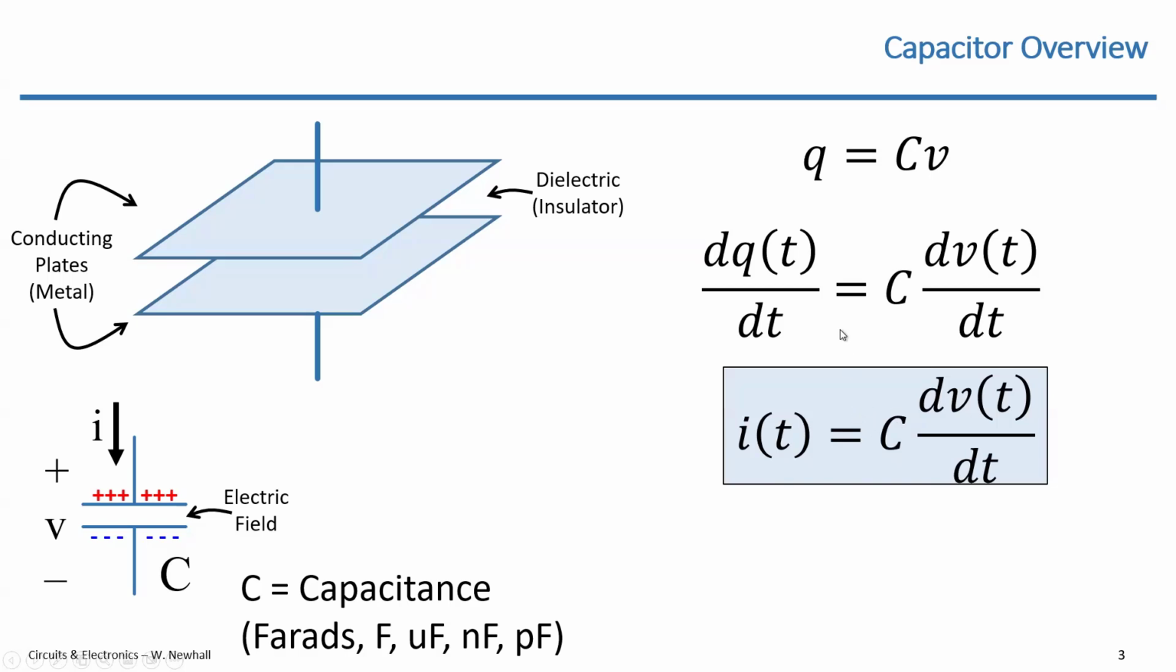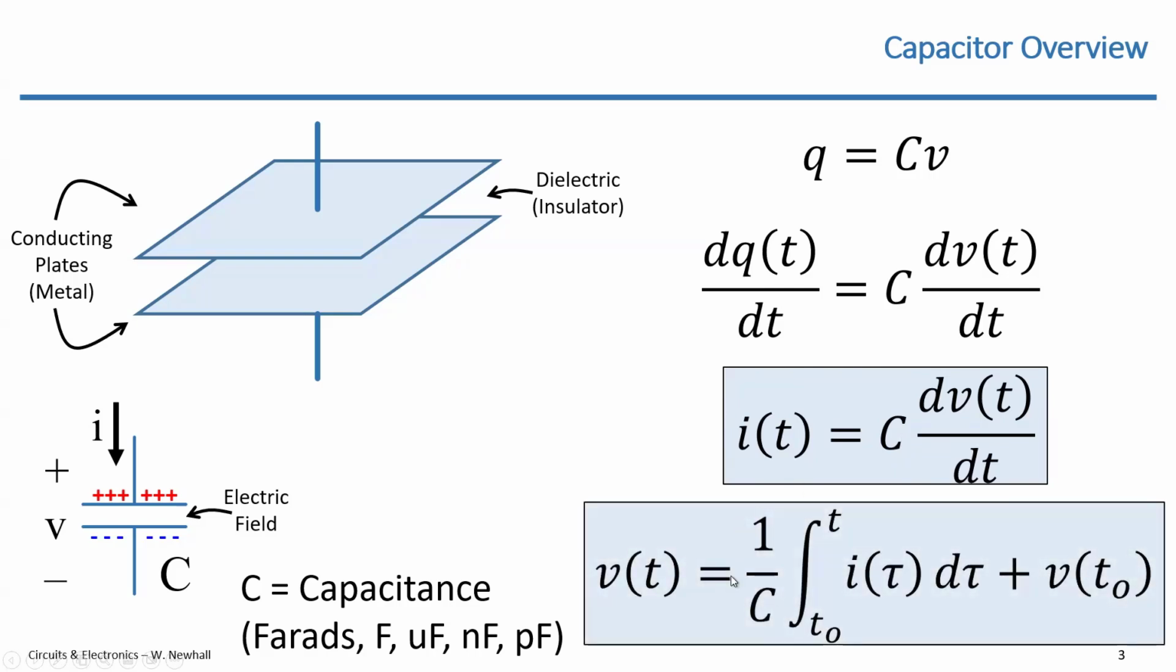This is the derivative form of the relationship between current and voltage. If I have voltage and I want to calculate current, this is what I'd use. If I know the current, if I know I, and I want to know the voltage, then I have to integrate both sides of this equation. And then the form of the equation looks like this. So I have to have some starting point in time.